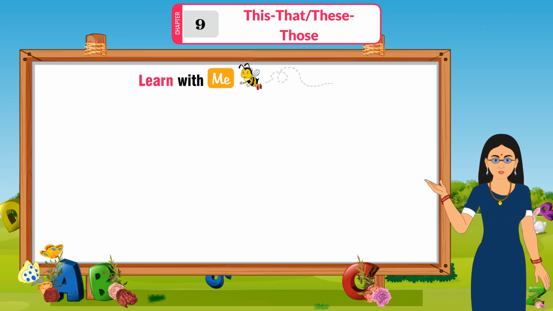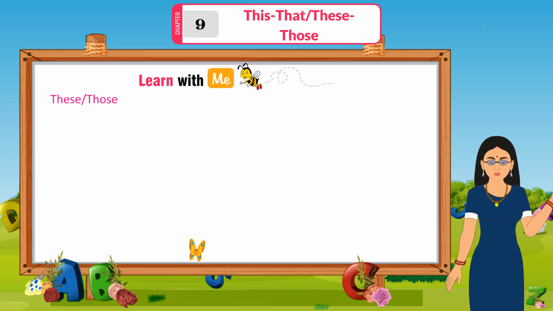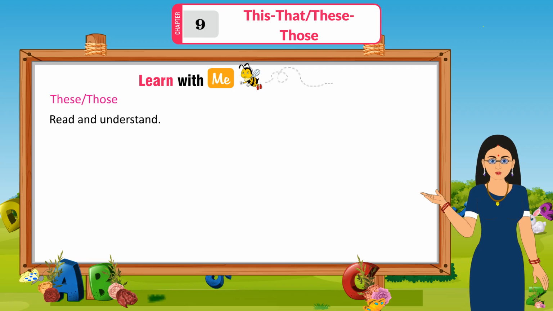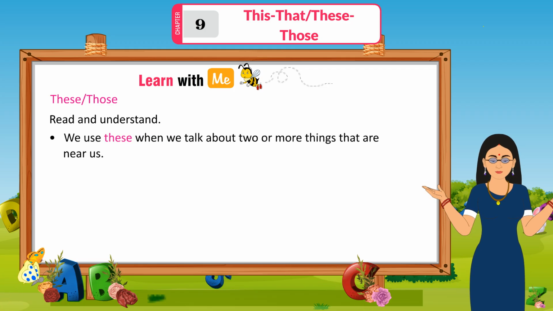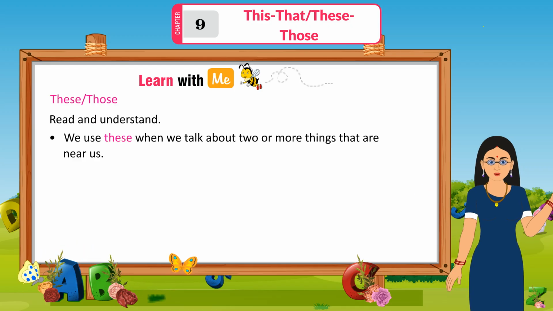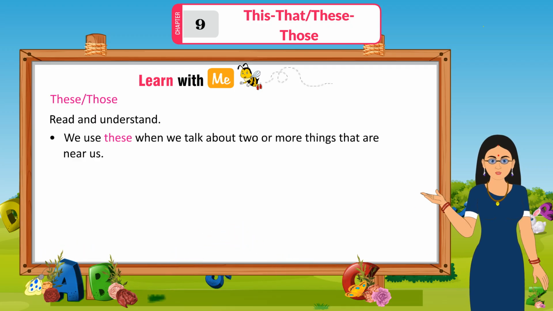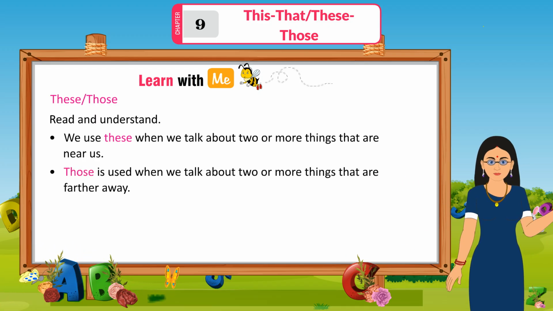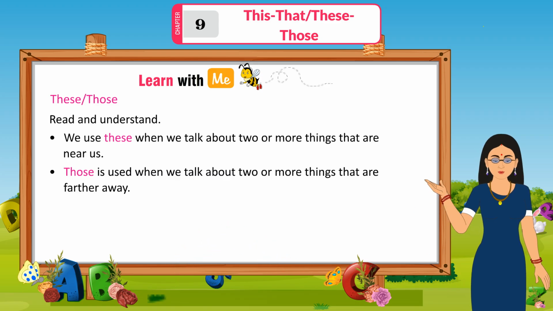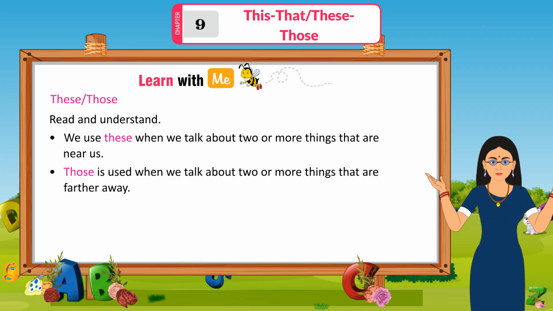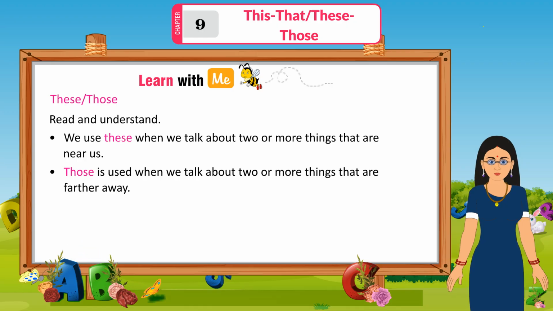Learn with me. These, those. Read and understand. We use these when we talk about two or more things that are near us. Those is used when we talk about two or more things that are farther away.